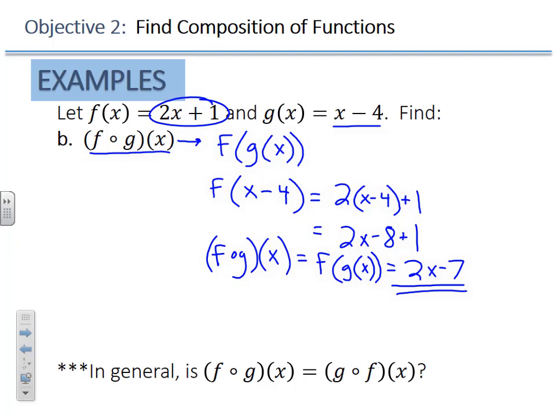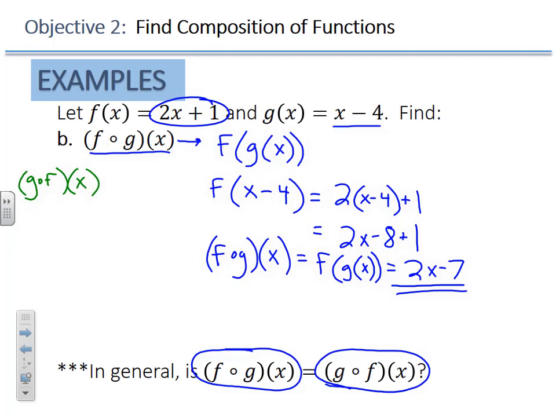Now a logical question to ask after that is, well, is g of f of x the same thing? That is to say, if we switch the order of f and g, do we get the same value? Well, let's check that out. Let's evaluate g of f of x and see if we get the same result.